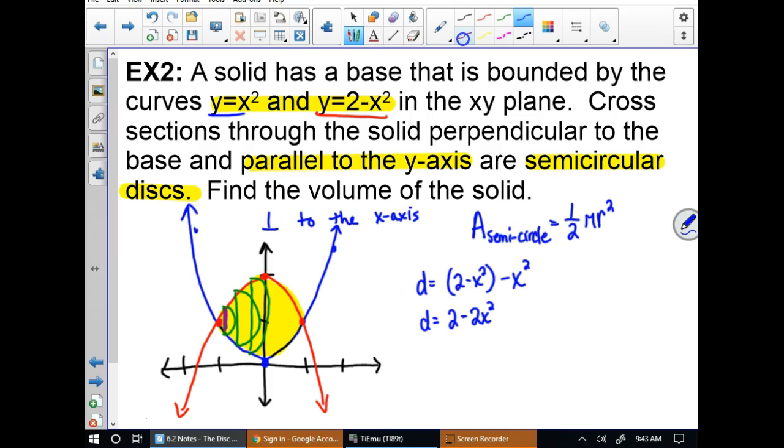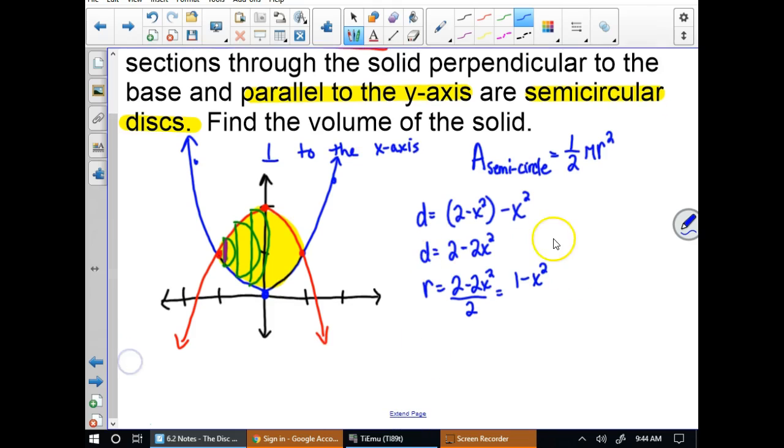But for a square, we would use that diameter, because we take the length of the side and just square it. So we'd have 2 minus 2x squared. But for a semicircle, we don't use the diameter, we use the radius. So the radius would be 2 minus 2x squared divided by 2, which is going to give us 1 minus x squared here. Most of the time you're just using that length, which is top equation minus bottom equation, except for semicircles, because you have to have a radius instead of a diameter.